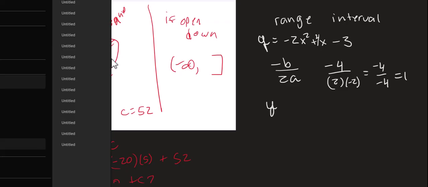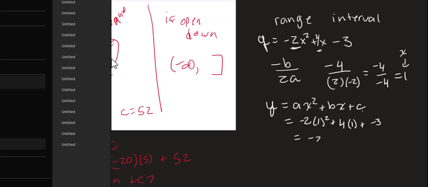The y coordinate of the vertex is ax squared plus bx plus c, where this value that you just found was x. A is -2 from right here. -2 times 1 squared plus b is 4 from right here times 1 plus c is -3. So this is -2 times 1 is -2, plus 4, minus 3 is -1. So the y coordinate of our vertex is -1.